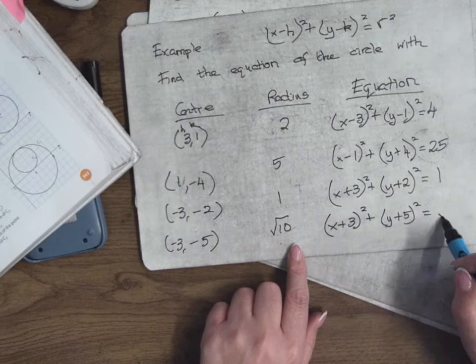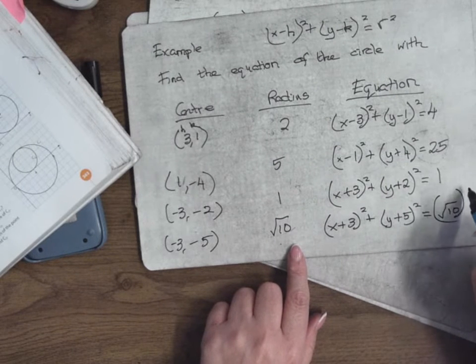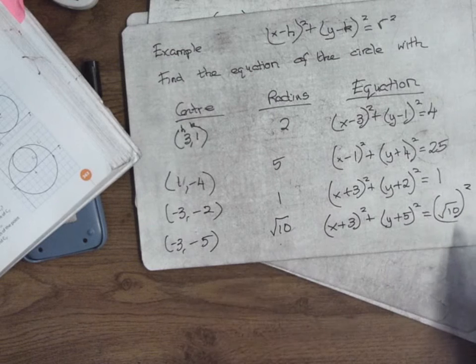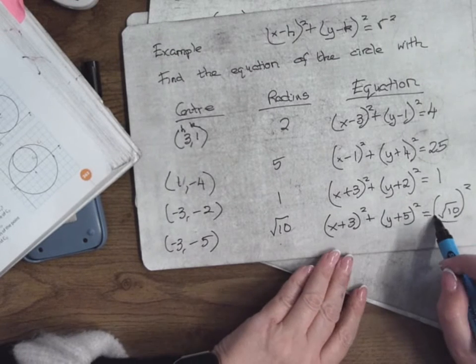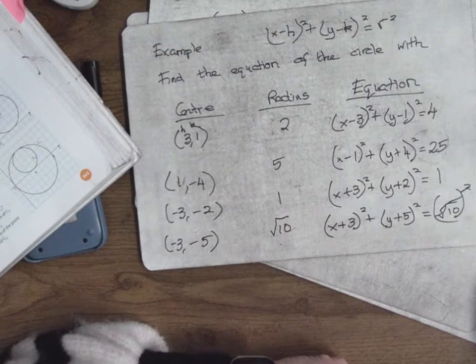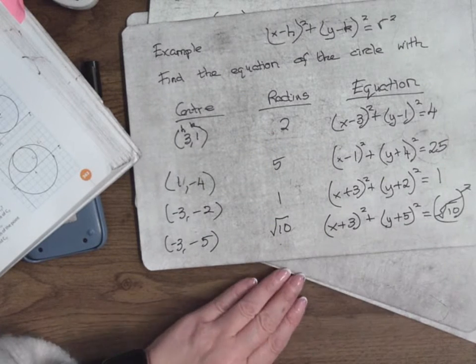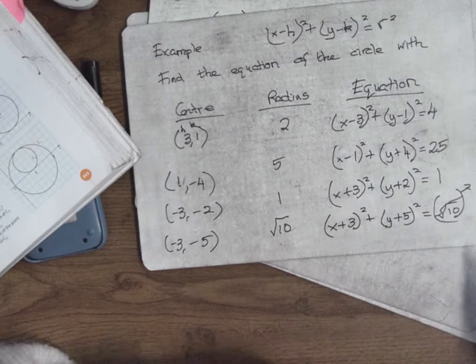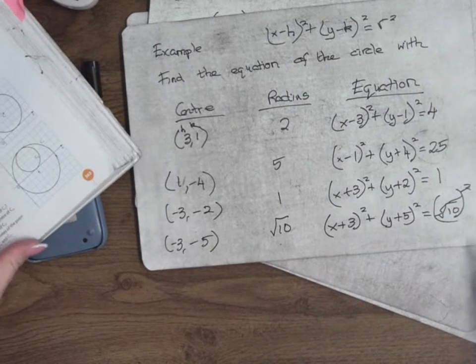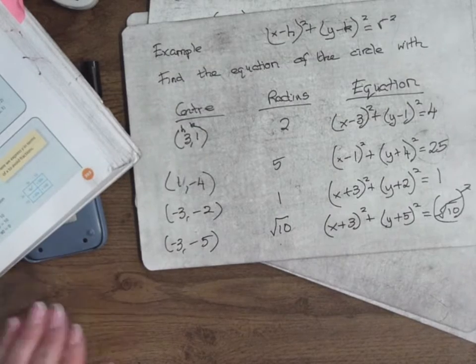So the square root of 10 to be squared, you could do it on your calculator, but it's quite easy. Why? Because the square root and square are the opposite of each other, so they cancel each other out, so you just get 10. Is that alright? So you get x plus 3 to be squared plus y plus 5 to be squared equals 10. Right? Are we good? Right, okay, that's that section done. I'll give you a few more questions on that tonight.